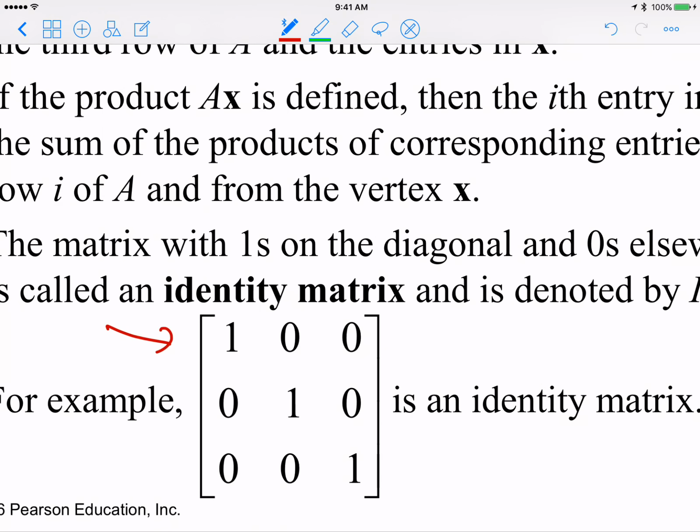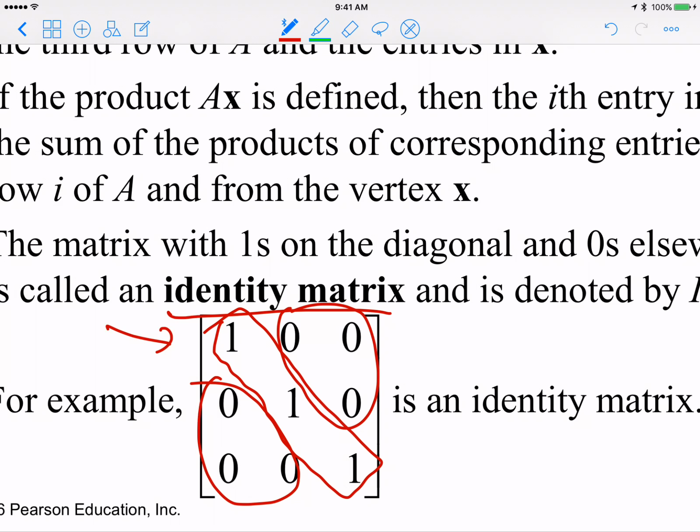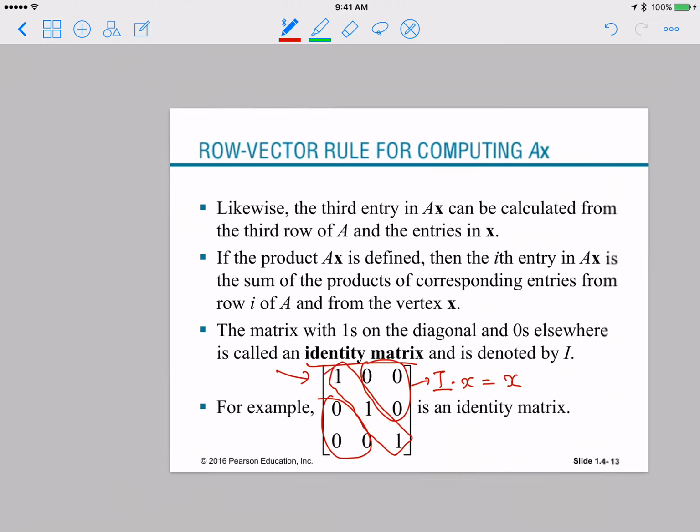Okay, then we know this guy, yeah, this type of matrix is called an identity matrix, right? So identity matrix is all ones in our diagonal entries and all zeros in the non-diagonal entries. And what was the characteristic of this identity matrix I? We multiply any vector x using this identity matrix, it will always give the same vector x, right?